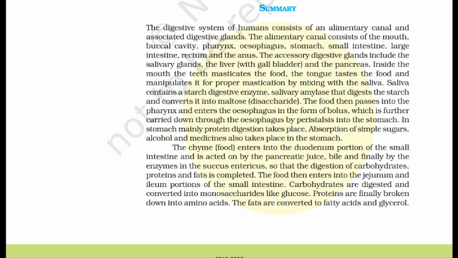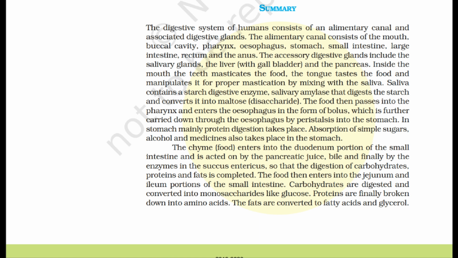Summary. The digestive system of humans consists of an alimentary canal and associated digestive glands. The alimentary canal consists of the mouth, buccal cavity, pharynx, esophagus, stomach, small intestine, large intestine, rectum, and the anus. The accessory digestive glands include the salivary glands, the liver with gallbladder, and the pancreas.